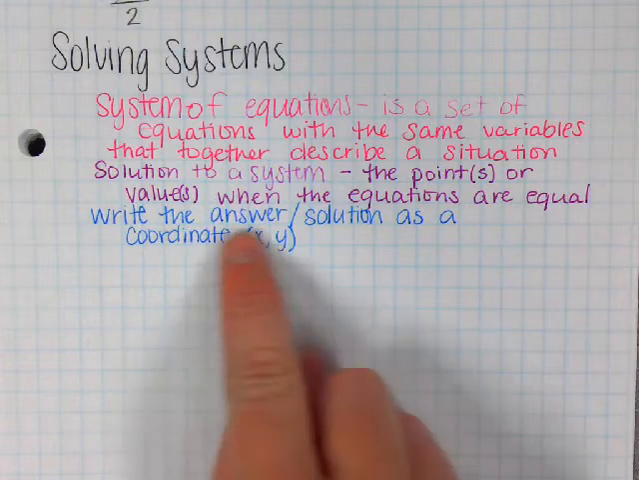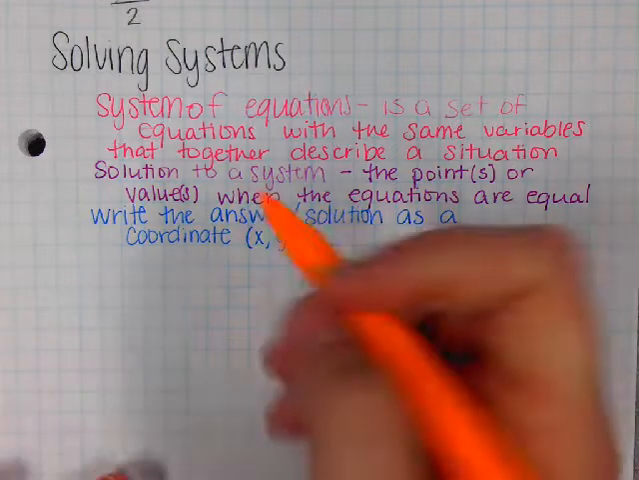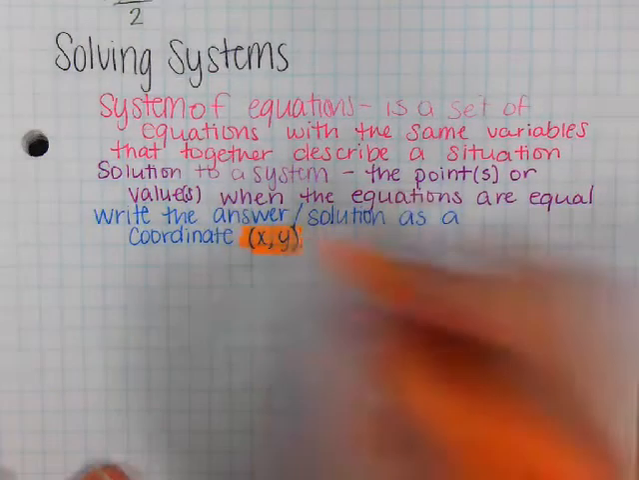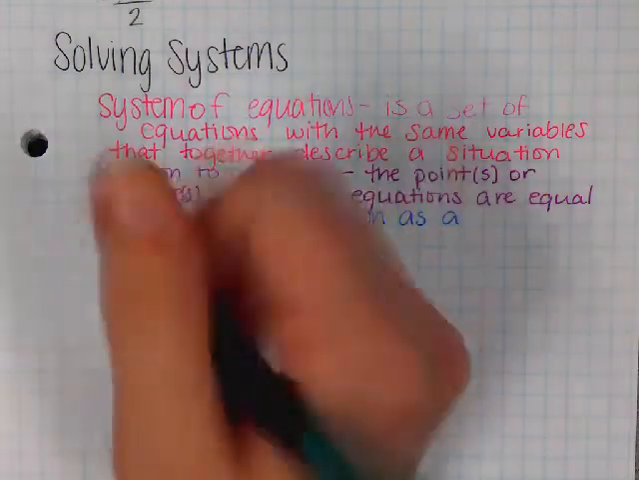And we are going to write our answer or solution as a coordinate. So this is important. You always write your answer as a coordinate. So x, comma, y. If there were other letters, it would be first variable, comma, second variable. We will eventually do three variables, and you would do x, comma, y, comma, z, or whatever. But for now, it's just going to be x, comma, y. The x value, comma, the y value. There are different types of solutions.